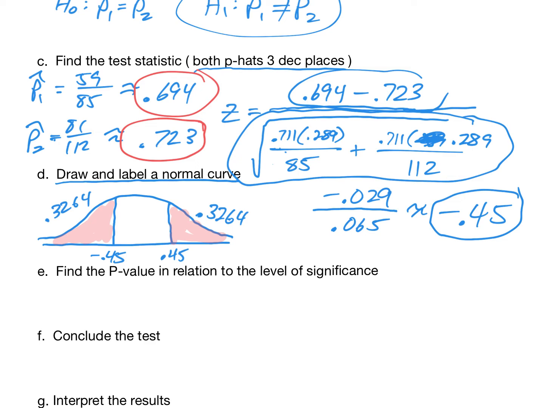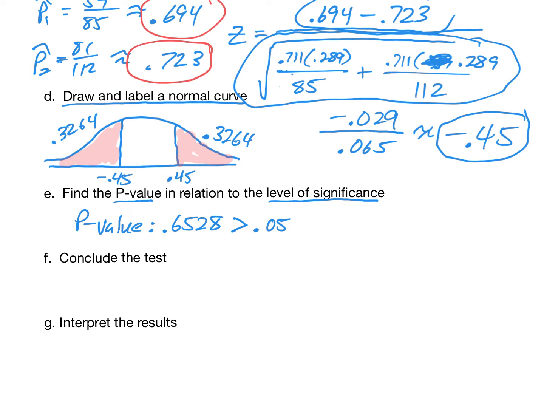Now, in section E, it says find the p-value in relation to the level of significance. This is where you will write the word p-value. What do I do with the 0.3264 and the 0.3264? Add them together and get 0.6528. That is no doubt greater than the 0.05, which was our level of significance given in our problem. If it's greater than, our conclusion is fail to reject H0.